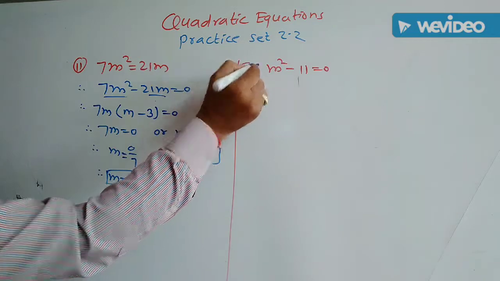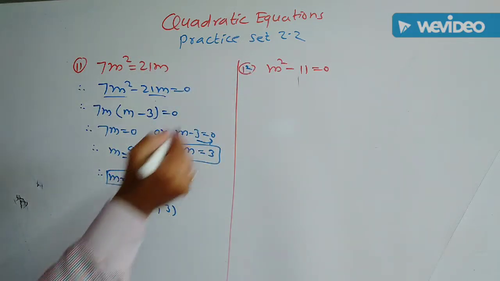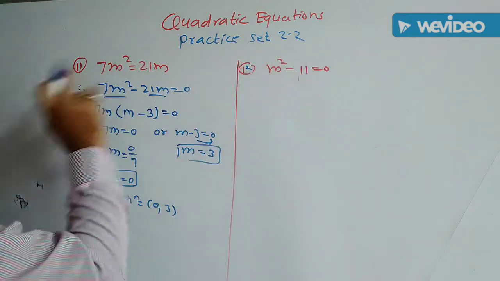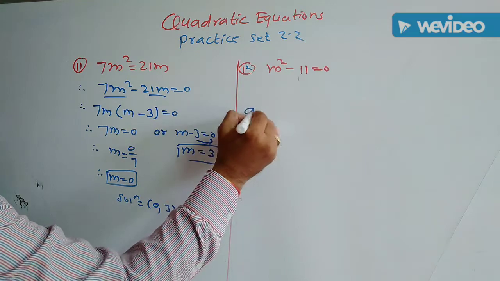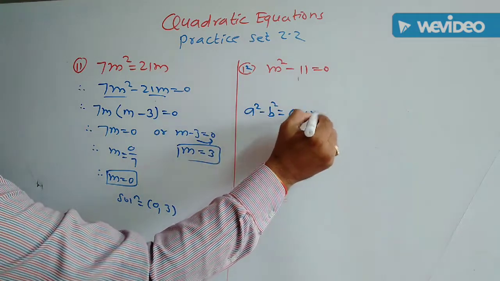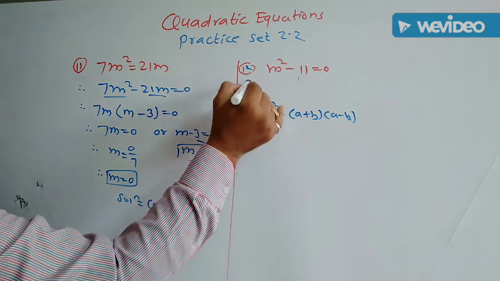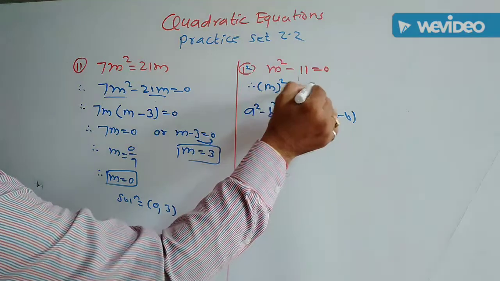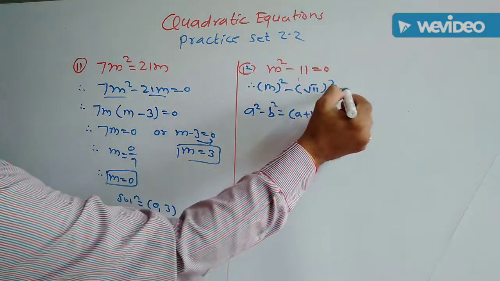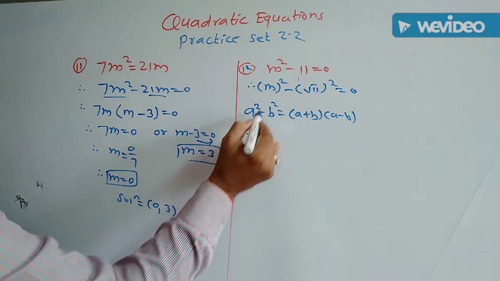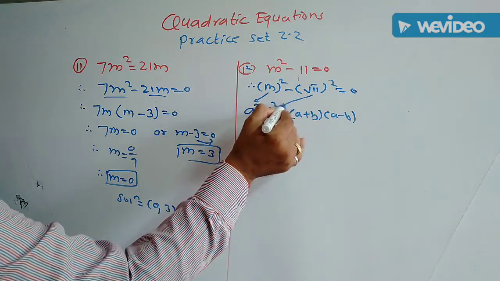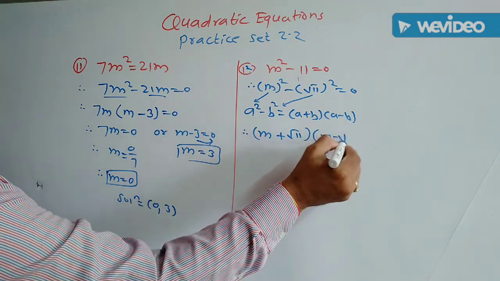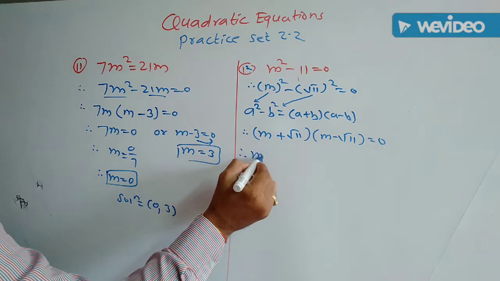And then the next example is m square minus 11 is equal to 0. Again in this example, the middle term with the variable is not given, as in the 10th example. Therefore we write it in the form of a square minus b square as (a plus b)(a minus b). Therefore m square can be written as m square, minus 11 can be written as (root of 11) square is equal to 0, and therefore instead of a we write m, instead of b we write root of 11. Therefore (m plus root of 11)(m minus root of 11) is equal to 0.